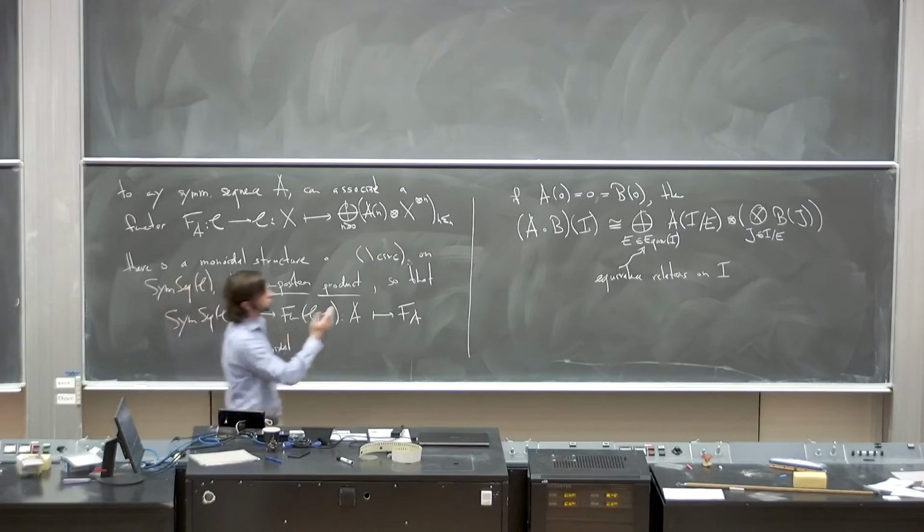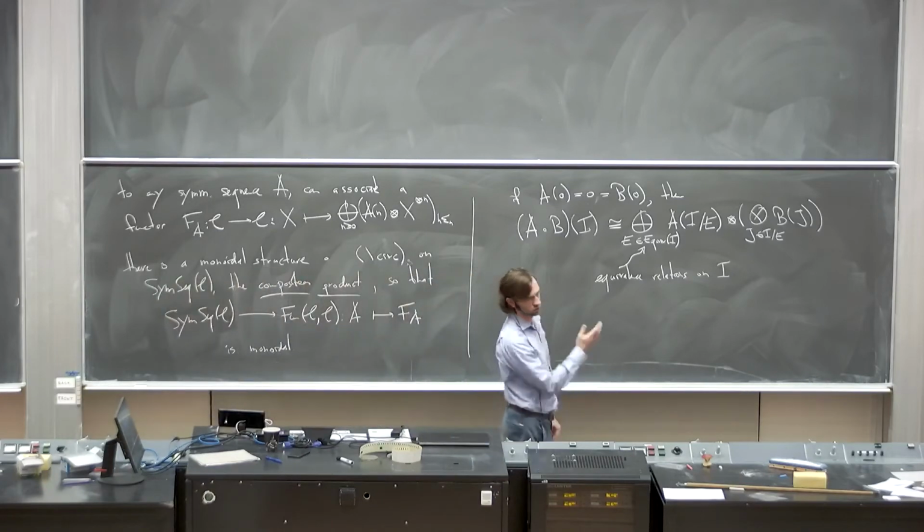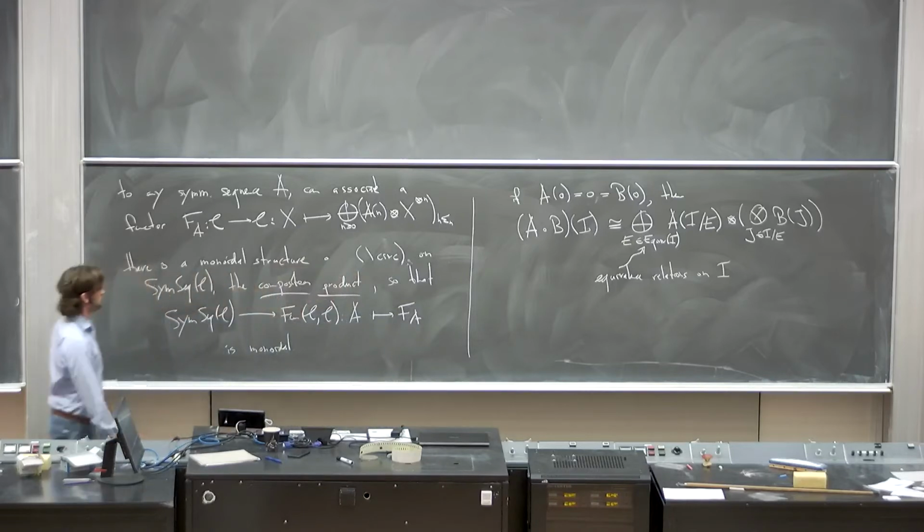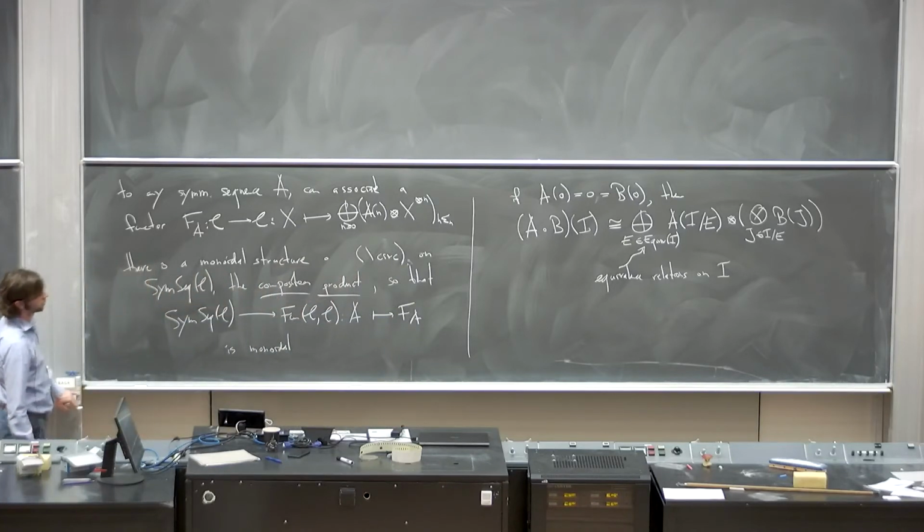If you include zero terms, you can also write down a formula, but it gets a bit more awkward, and you have to take some orbits for symmetric groups somewhere. I don't care about that for the purposes of this talk, so I don't want to bother.